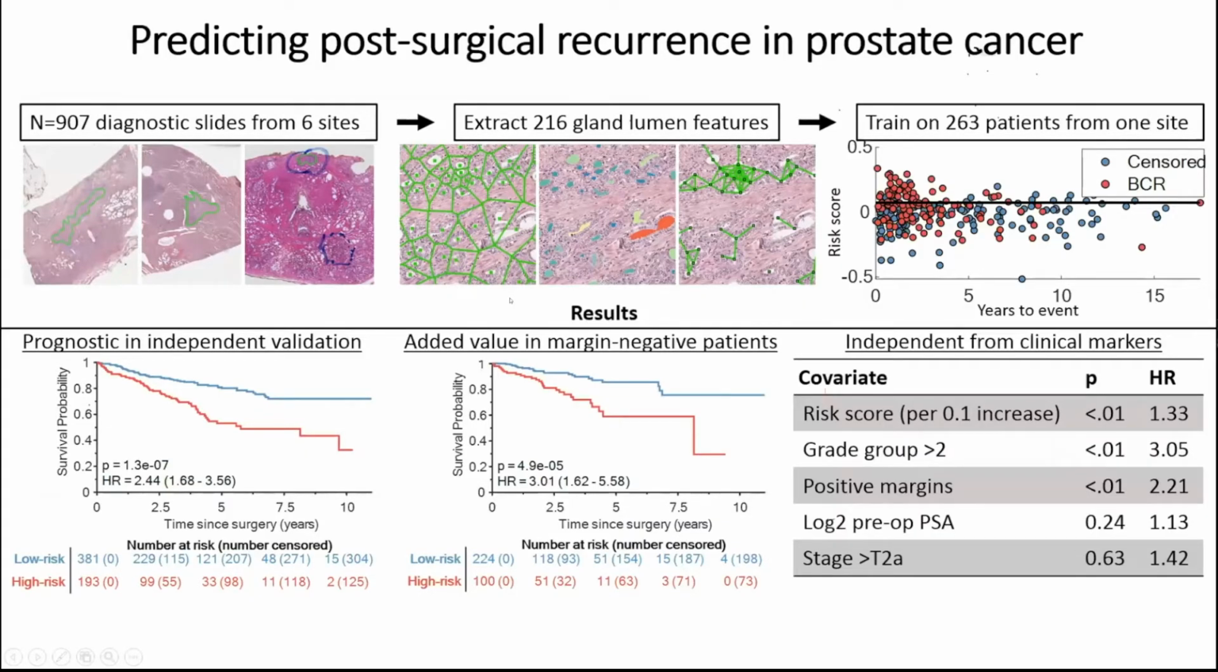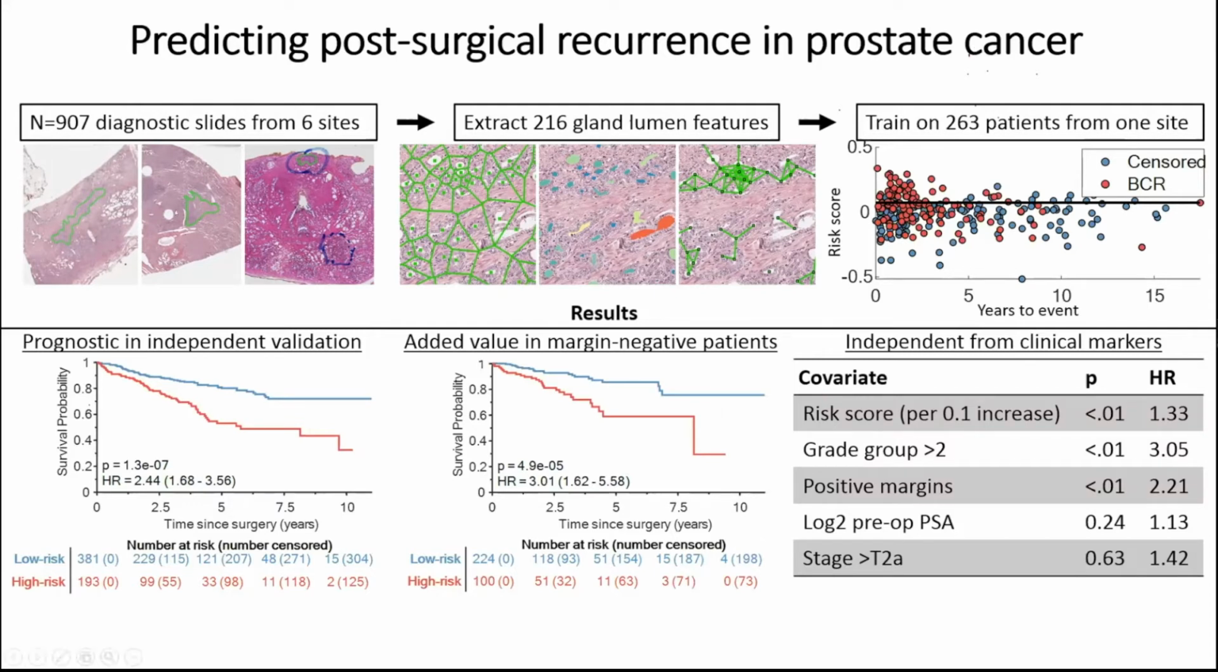In prostate cancer, one of the big questions, even in men who undergo surgery, is which of these men will end up having a recurrence of the cancer. In which of these men will the cancer come back? And so we did a study, which is currently under review, where we looked at features relating to the shape and the orientation of individual glands on the surgically resected specimens. And we trained a classifier.